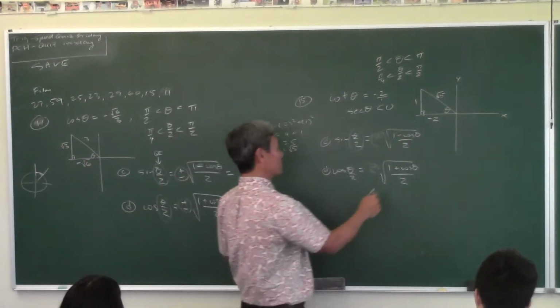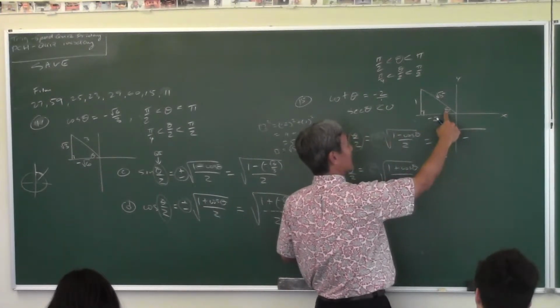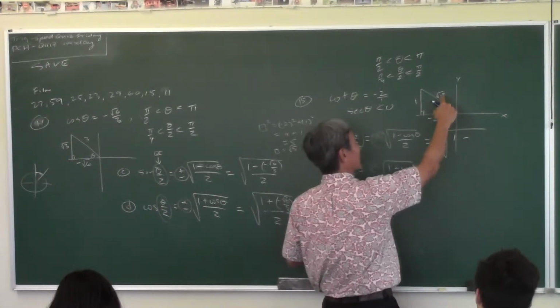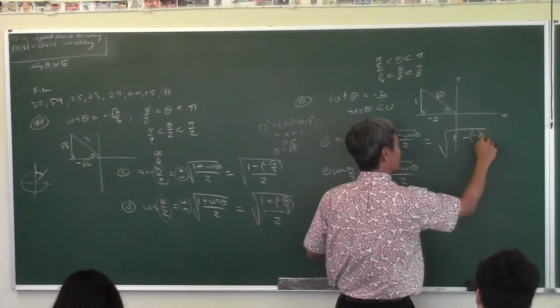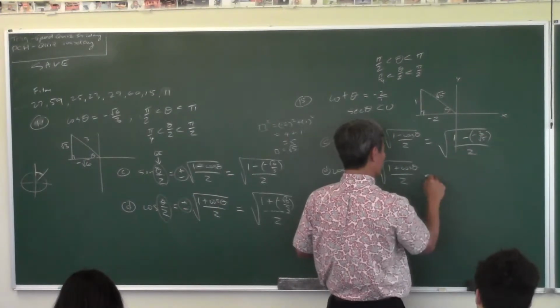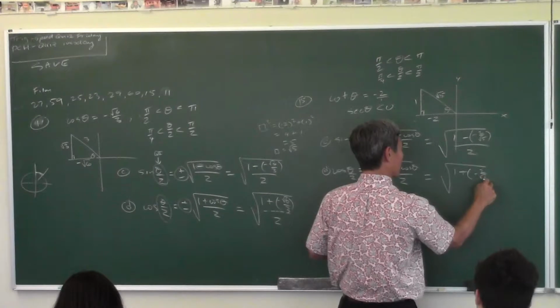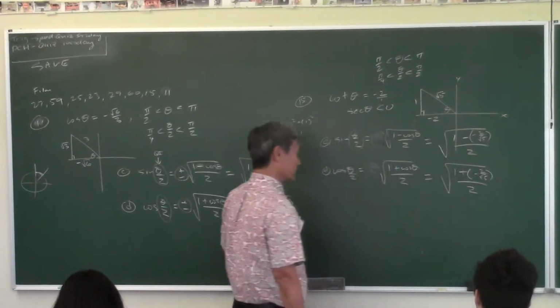Okay, and then all you have to do now is look at this. What is cosine theta? Adjacent over hypotenuse. Adjacent over hypotenuse all over 2. And then this one will be the same thing. 1 plus adjacent over hypotenuse all over 2.